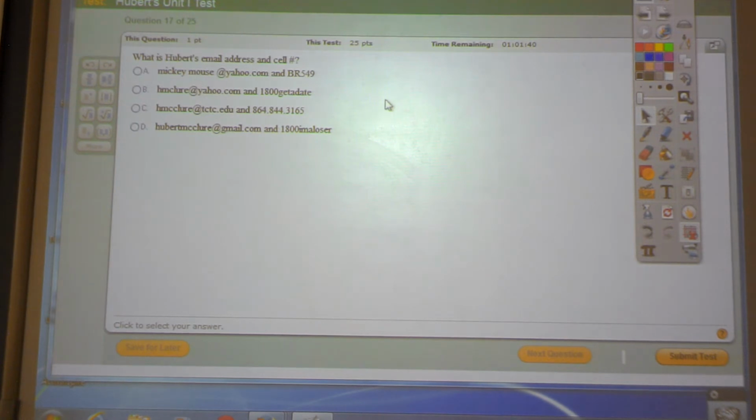What is Hubert's email address and cell number? This is the one that gets people wrong. Mickey Mouse at yahoo.com and BR549. If anybody's dumb enough to put Hubert McClure at yahoo.com and 1-800-GET-A-DATE. H. McClure at tctc.edu and 864-844-3165 and Hubert McClure at gmail.com and 1-800-I'm-a-loser. It would be the third one.